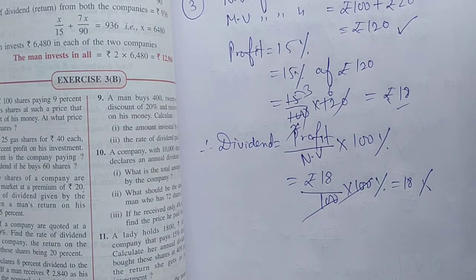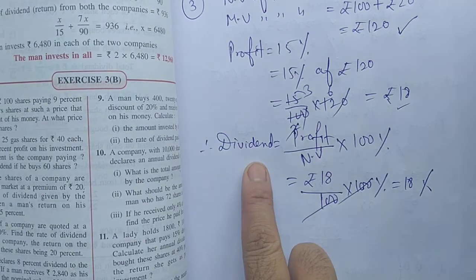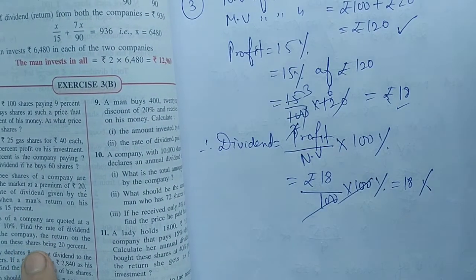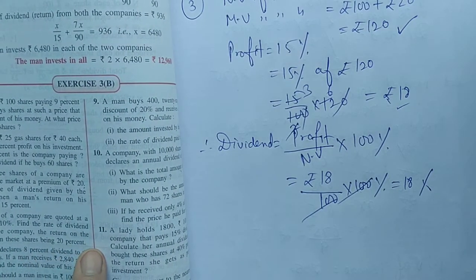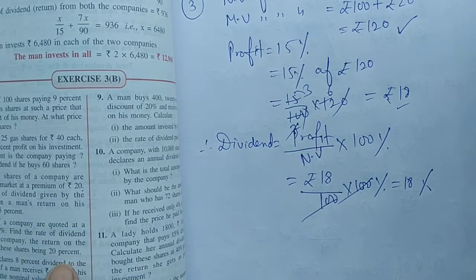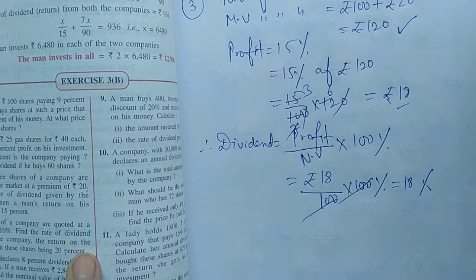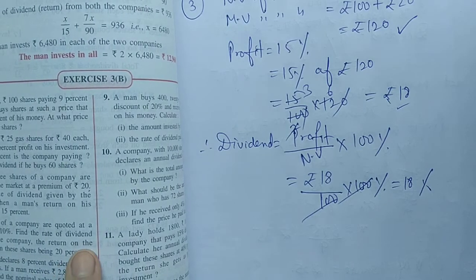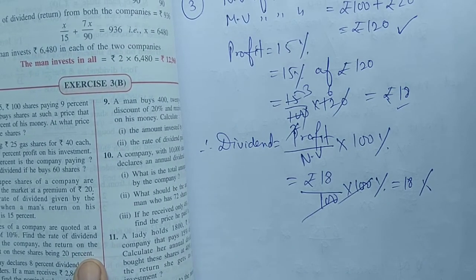Then fourth question is rupees 50 shares of a company are quoted at a discount of 10%. Find the rate of dividend. Here we will also have to find the dividend. Then given by the company, the return like previous question, it is profit, investment on these shares being 20%. So profit percentage is given 20%.